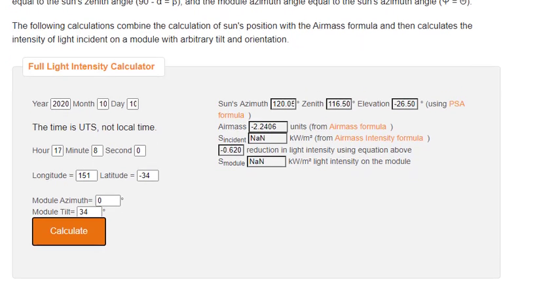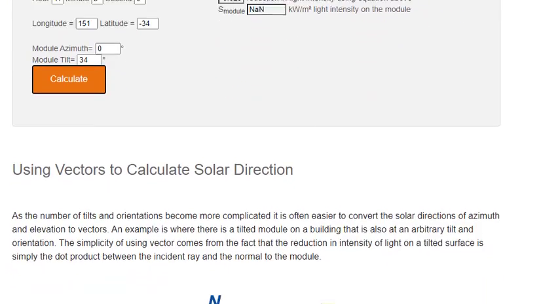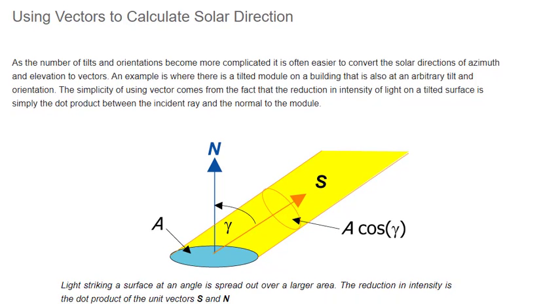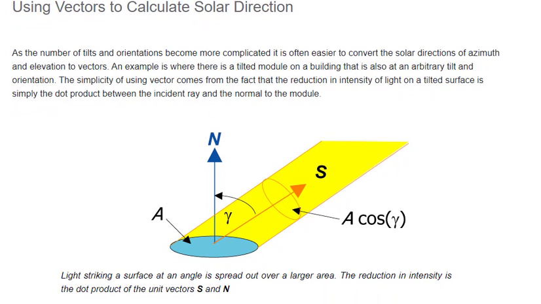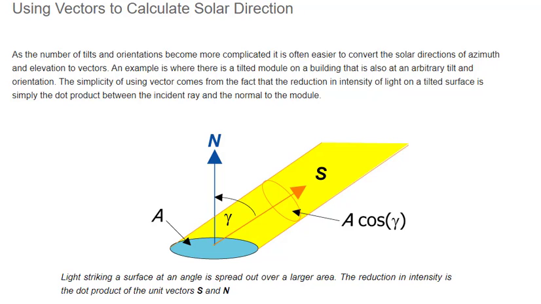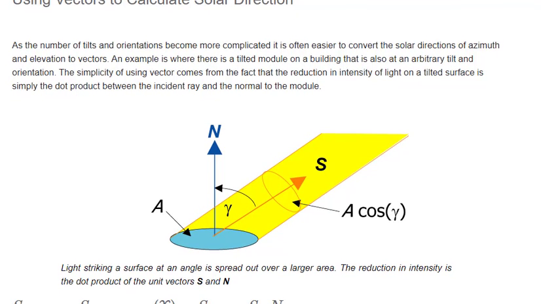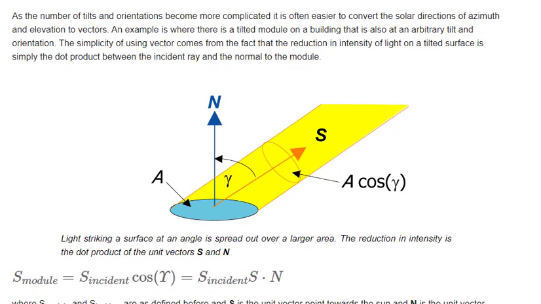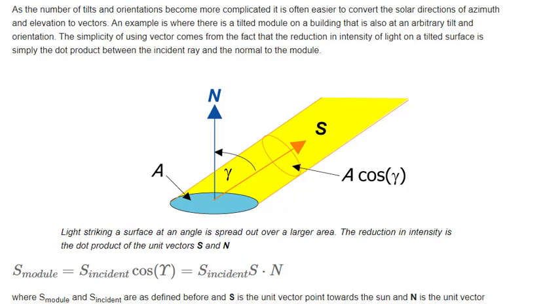Using vectors to calculate solar direction: as the number of tilts and orientations become more complicated, it is often easier to convert the solar directions of azimuth and elevation to vectors. An example is where there is a tilted module on a building that is also at an arbitrary tilt and orientation. The simplicity of using vectors comes from the fact that the reduction in intensity of light on a tilted surface is simply the dot product between the incident ray and the normal to the module.